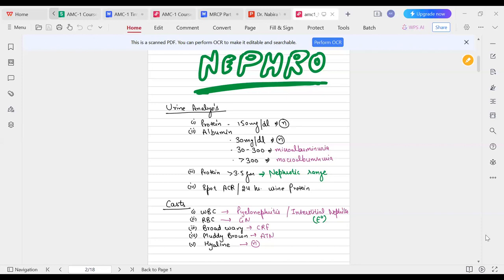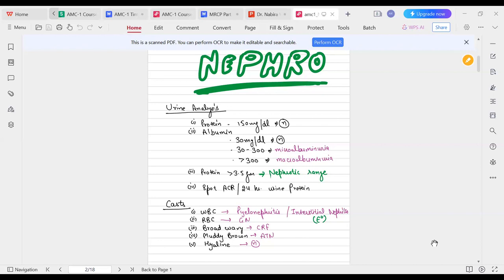That is the normal quantity. If the albumin quantity is 30 to 300, it's microalbuminuria, and if it is more than 300, it is macroalbuminuria. Okay. And if you quantify the protein in the urine sample over 24 hours, and the quantity is more than 3.5 grams, some books also say 3 grams, so it varies, but we'll go with 3.5 according to Australian guidelines, it comes into the nephrotic range. And if it is less than that but not normal, then it is nephritic range proteinuria.